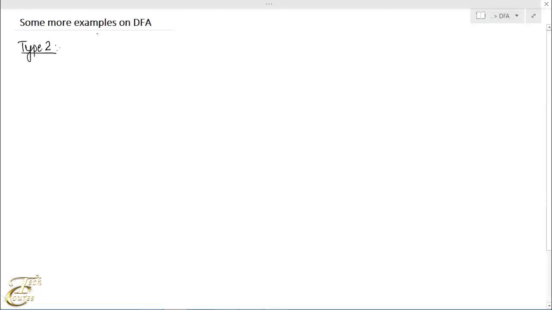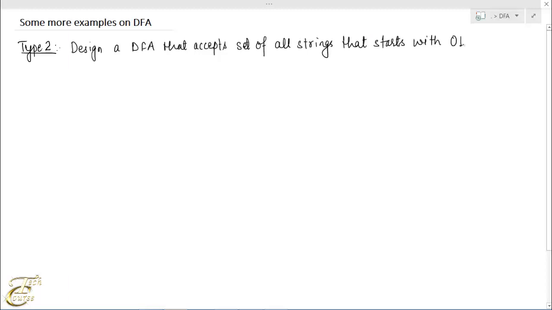Type 2. Suppose you are asked to design a DFA that accepts the set of all strings that start with 01, where the alphabet sigma equals {0, 1}. Now, to design a DFA for this language, we first have to find the basic string, that is, the string with minimal length that belongs to this language. If you carefully analyze the question, you get that basic string. Here, 01 is our basic string.